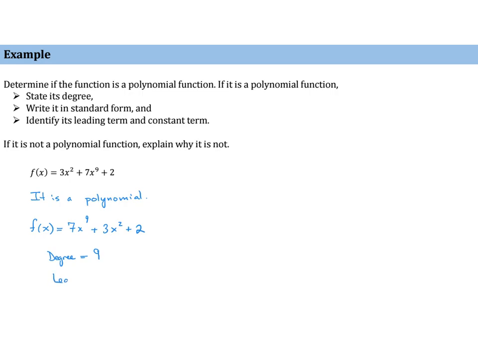What's the leading term? The leading term is that term with the highest degree. So 7x to the 9th is the leading term. And what's the constant term? The constant term is the term without a variable.